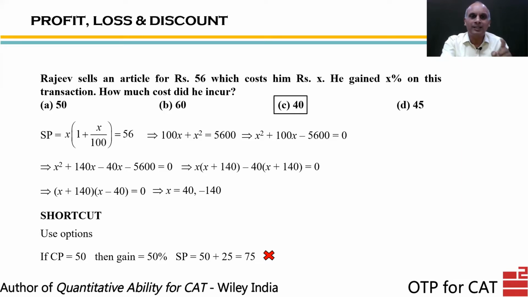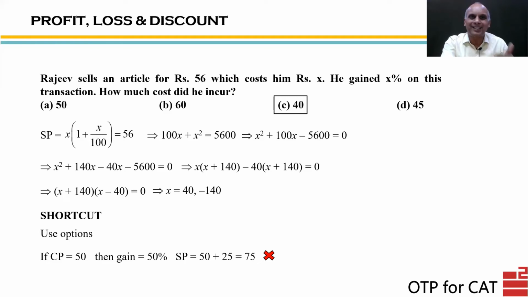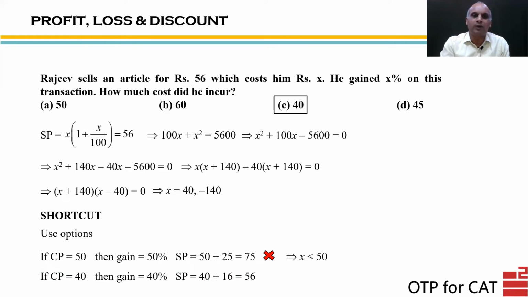It also means that since 75, which I have got, is more than 56, my correct CP will be less than 50. So I need not try B option, that is X as 60. So I will straight away move to C option. Now we'll assume that X is 40. So if my cost price is 40, the gain percent will be 40%, and therefore SP will be 40 plus 16. Now how do we get 16? That is 40% of 40. So my SP comes out to 56 rupees, which matches with the data. So I will say that the correct answer is C option.